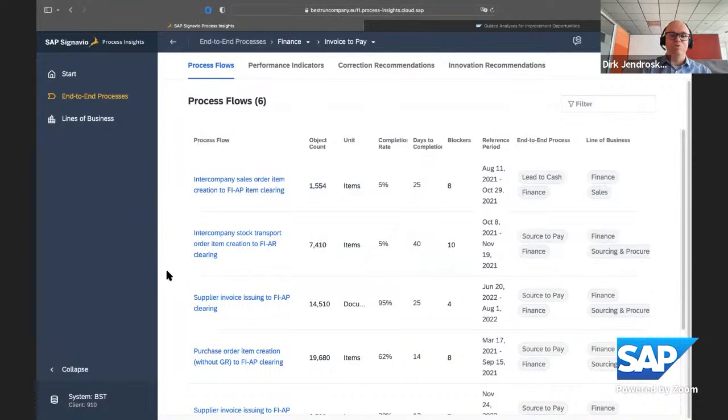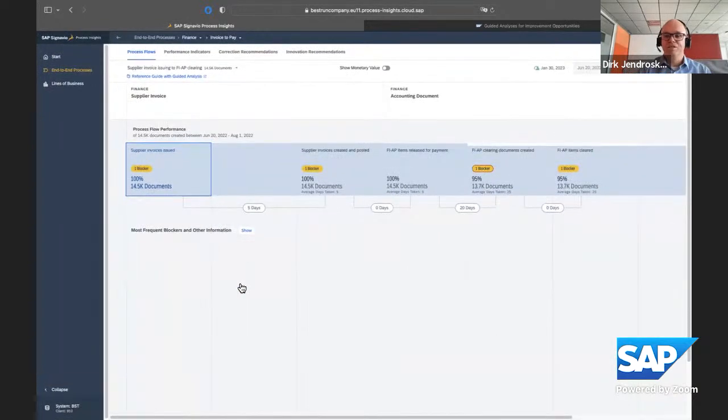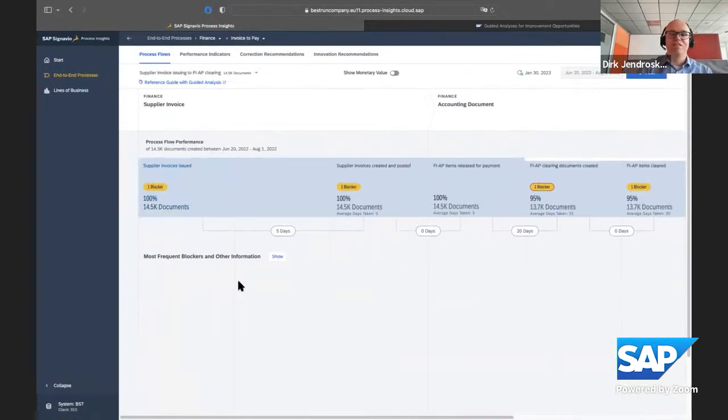And the one which is most interesting for Timo is supplier invoice issuing to FIAP clearing, because in here you find also the payment activities. Clicking on it gives you an overview about the process. What you see here is something we call a process flow. We have here the finance area, where you see the supplier invoice, and you see the area of finance where you have the accounting documents.